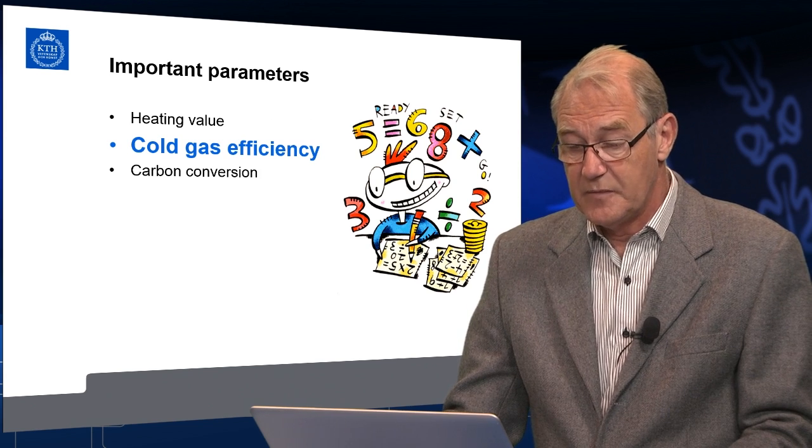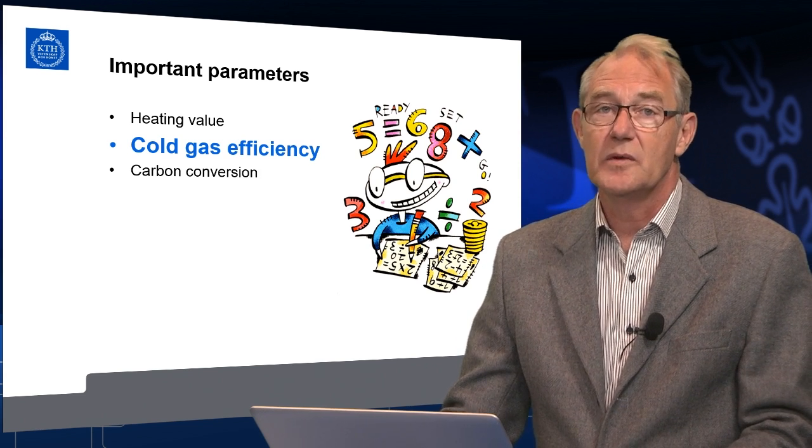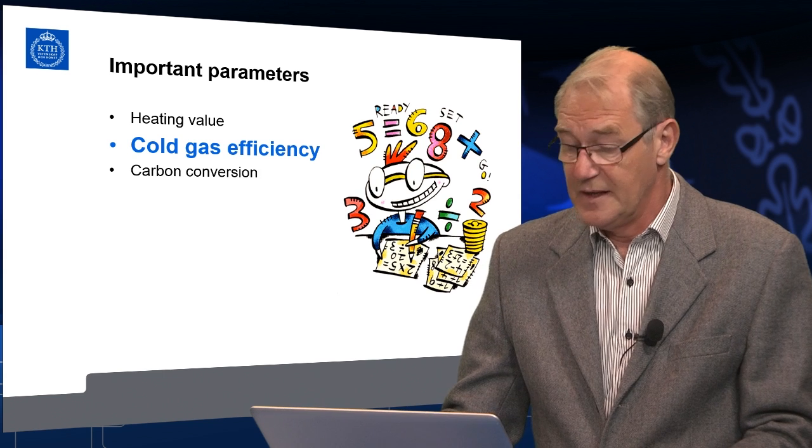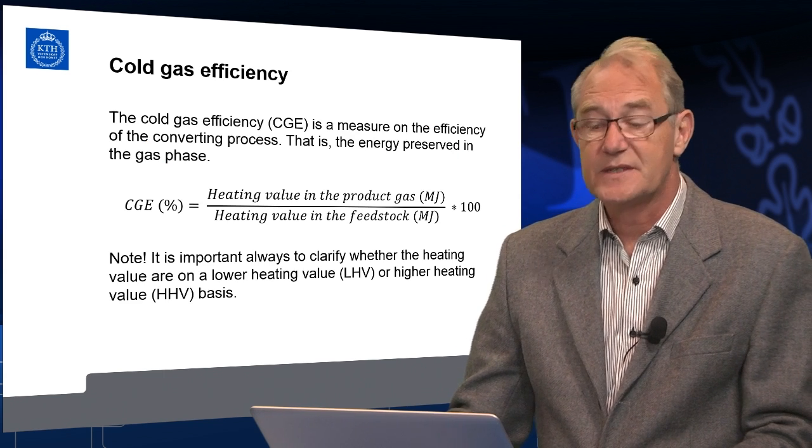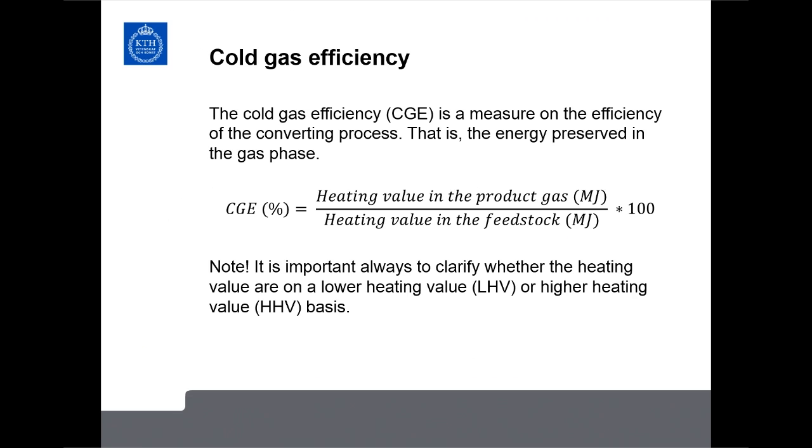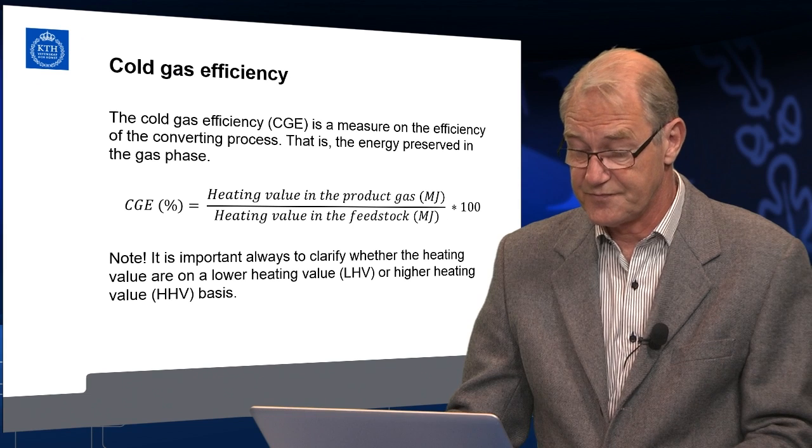All right, we are now looking at cold gas efficiency. The cold gas efficiency is a measure of the efficiency of the conversion process, which is that the heating value in the product gas, which we previously looked at, is divided by the heating value in the feedstock. So this is a ratio telling how efficient the process is.